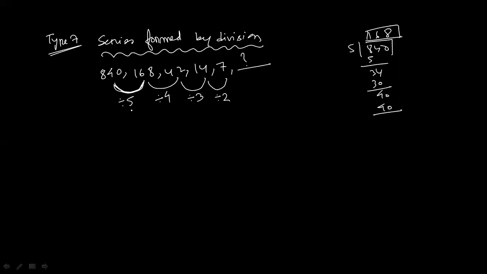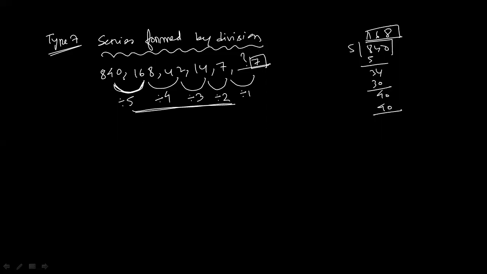Look at this series: the dividing numbers are decreasing one by one, 5, then 4, then 3, then 2. So what will be the next number? The next number will be 1. That means you have to divide 7 by 1. So the answer will be 7.